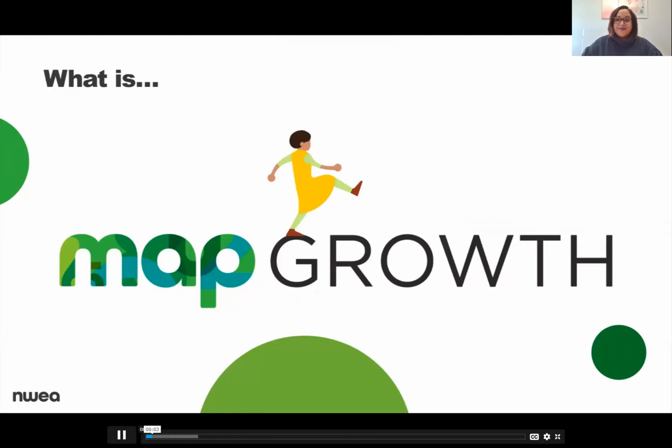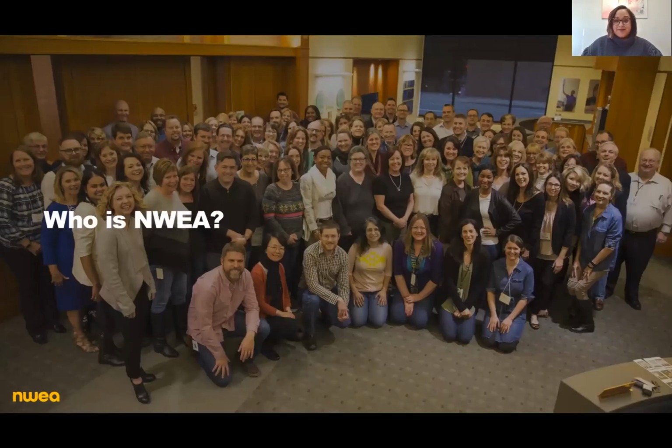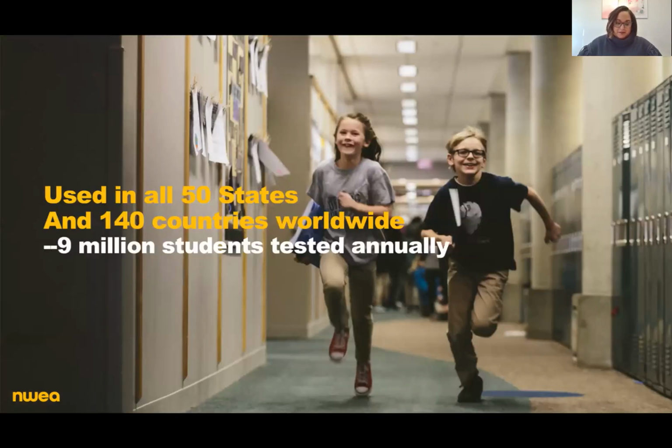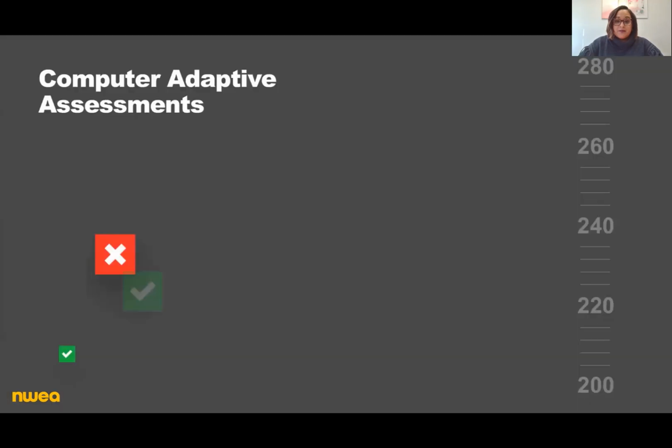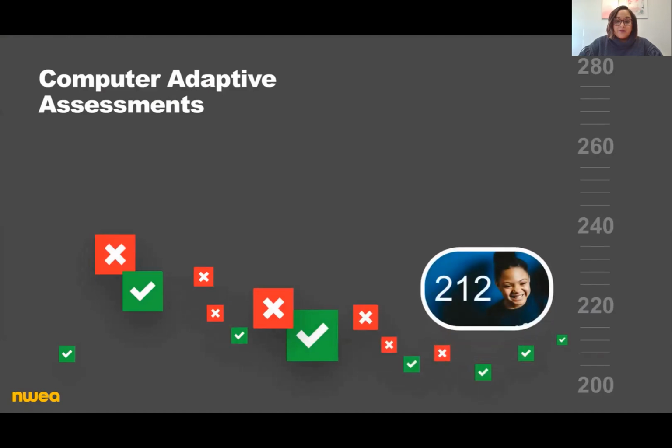MAP growth measures what your child knows and is ready to learn. This assessment was created by NWEA, a not-for-profit organization. NWEA was founded in 1977 by educators and researchers with a mission of partnering to help all kids learn. More than 9 million students in the US and in 140 countries worldwide use MAP growth. Most schools give MAP growth tests in the fall, winter, and spring. The test is adaptive, which means that it adjusts to each student's responses. If a student gets a question right, it gets harder. If a student gets a question wrong, it gets easier.